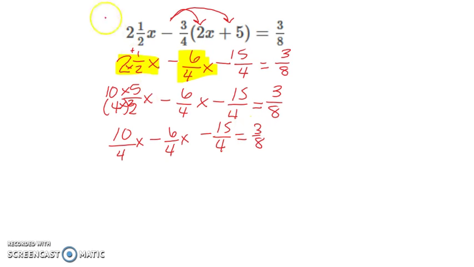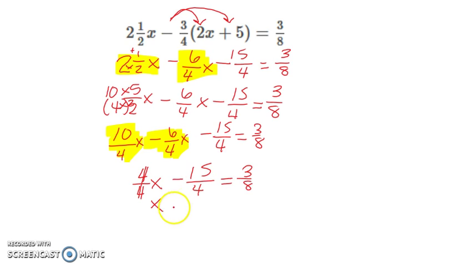Now we can combine those. Now that they're the same denominator, I can combine them, and when you combine fractions with a like denominator, you just subtract the top. So 10 minus 6 is 4/4 x minus 15/4 equals 3/8. So 4 over 4 becomes 1, and we end up with 1x minus 15/4 equals 3/8.